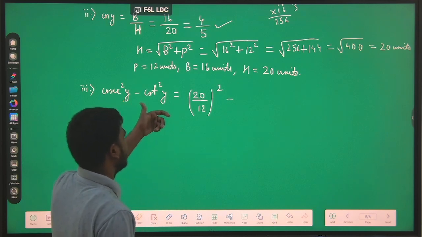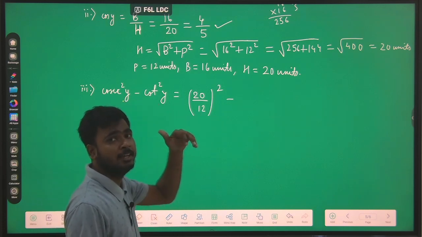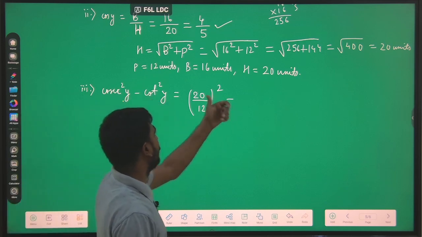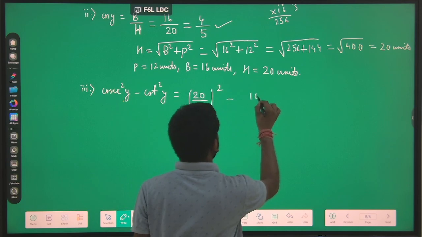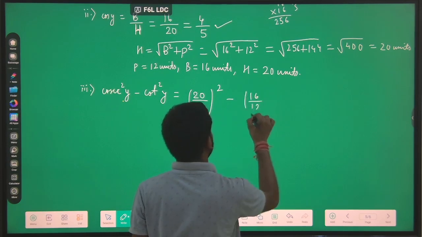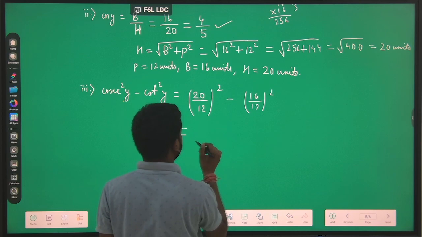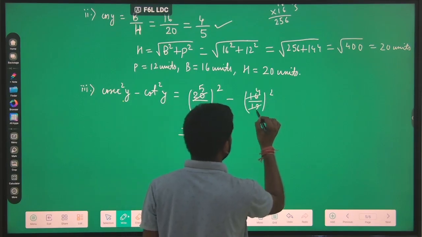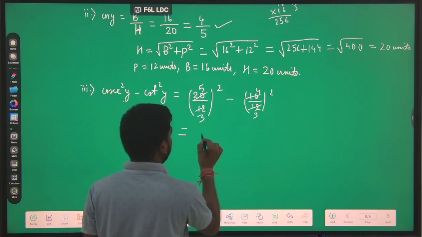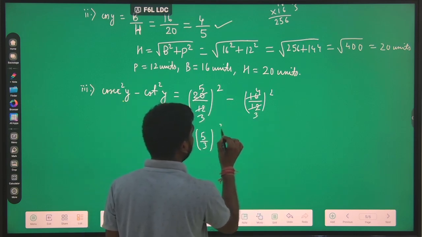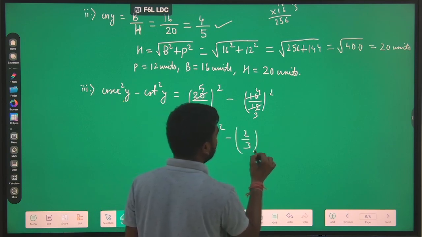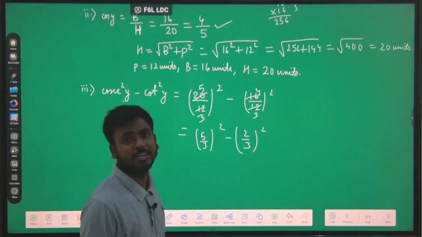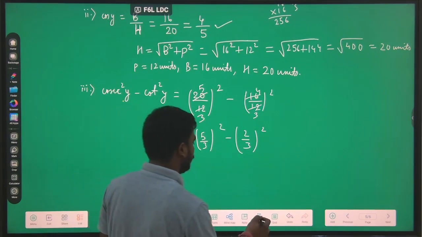Cotangent of y will be what? It will be b upon p, because tangent of angle y is p upon b. So b upon p will be (16 upon 12) to the power 2. So it will be 4 5s are 20, 4 3s are 12, 4 4s are 16, 4 3s are 12. That means (5 by 3) to the power 2 minus (4 by 3) to the power 2.